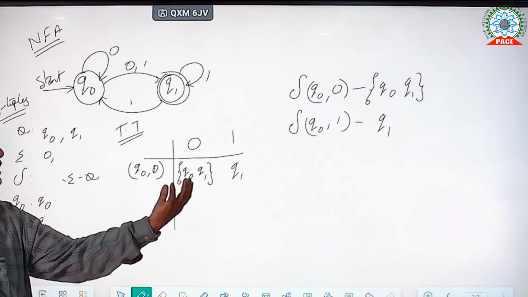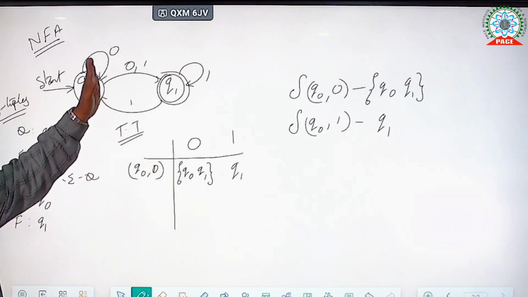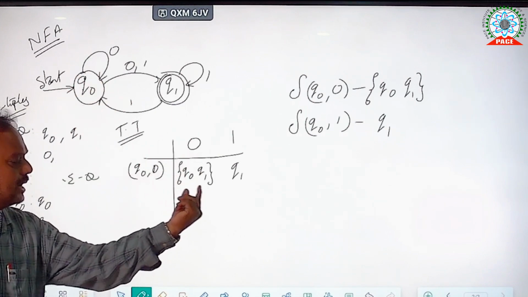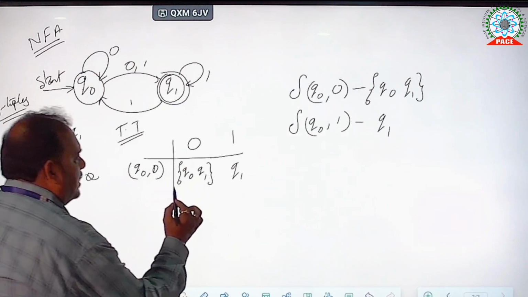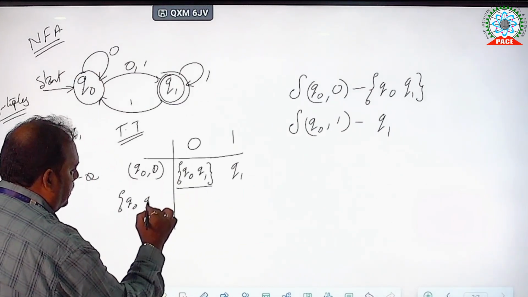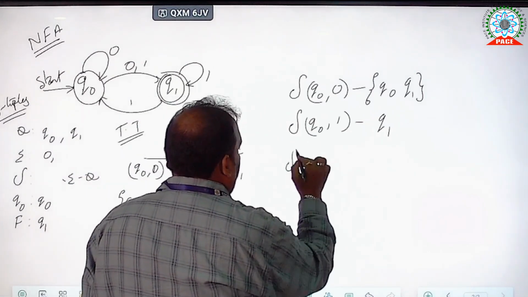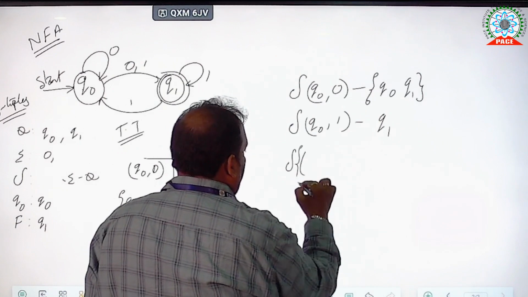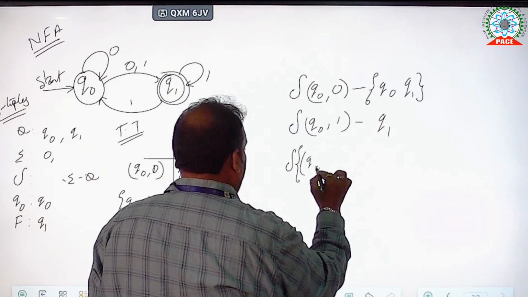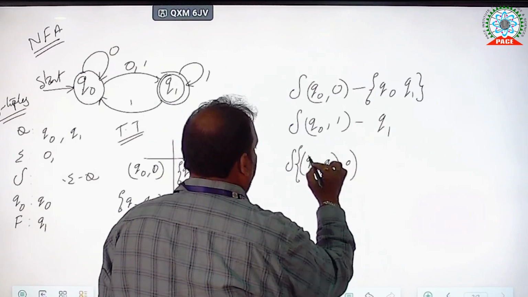It creates a new state, but here we have only Q0 and Q1. With the 0 transition, Q0 reaches another state, that is {Q0, Q1}. Based on this, we have to simplify {Q0, Q1}. Again we have to simplify, delta of {Q0, Q1} along with the 0 transition.